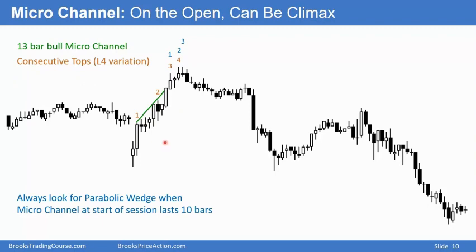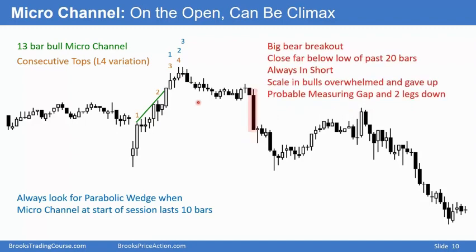You can call it a low 4 if you want. We tried to get a low 1, failed, tried to get a low 2, failed. Then we get a breakout, tried to get a low 1, failed, and then try to get a low 2. It's a type of low 4. We have consecutive tops. We tried to get a low 2 top here, instead got a breakout, and then tried to get another low 2 top here, and succeeded.